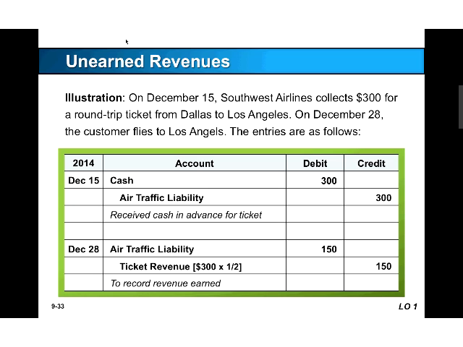So again, it's a round trip ticket, so the customer has used 1/2 of that. And when the customer flies back from LA to Dallas, Southwest can recognize the revenue for the other half at that point. So you don't recognize revenue until you actually perform the service or provide the goods. Until that time, it's unearned revenue and it's a liability.